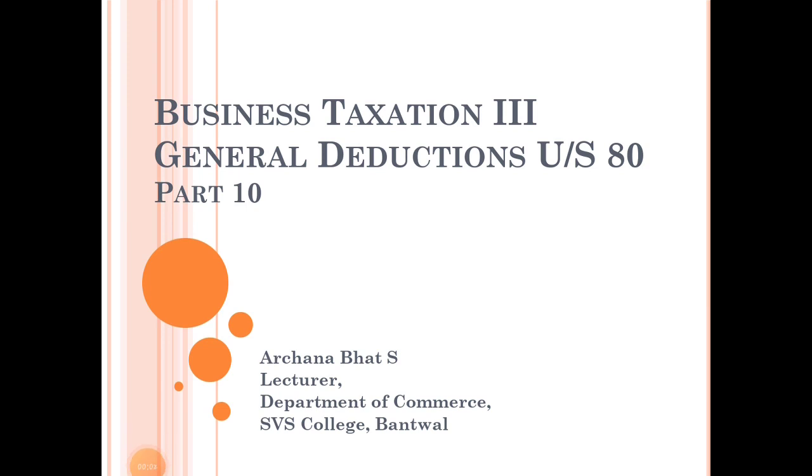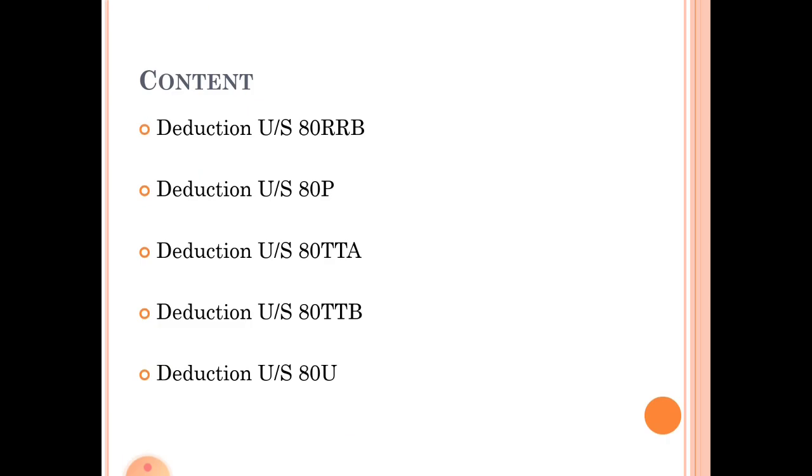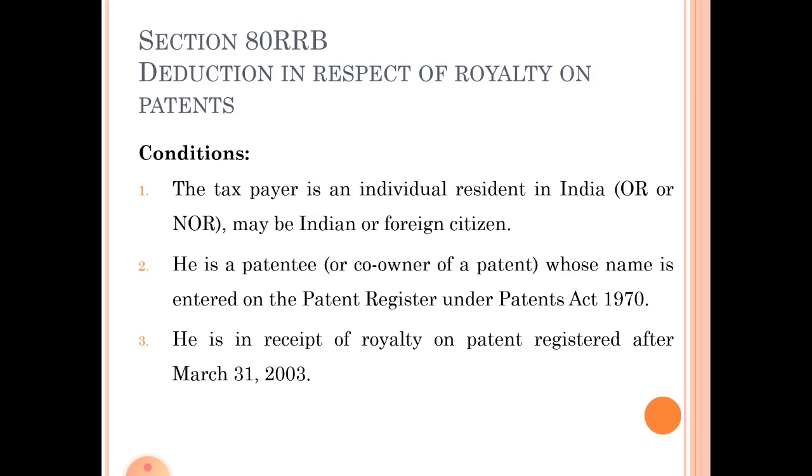Hello students, in this session let us discuss the last 5 deductions which can be claimed under section 80. They are deduction under section 80RRB, 80P, 80TTA, 80TTB and 80U. Let us start with deduction under section 80RRB in respect of royalty on patents.